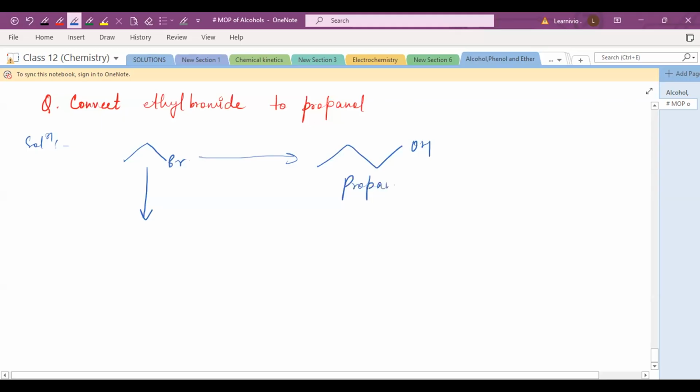But see, when you use aqueous KOH, क्या होगा आपका? This will be your OH. When you use the aqueous KOH or aqueous sodium hydroxide, you will get the same number of carbons. But यहाँ पे क्या हो रहा है? The number of carbons is increasing. One carbon is added there. So what are you supposed to do? आप क्या कर सकते हो?